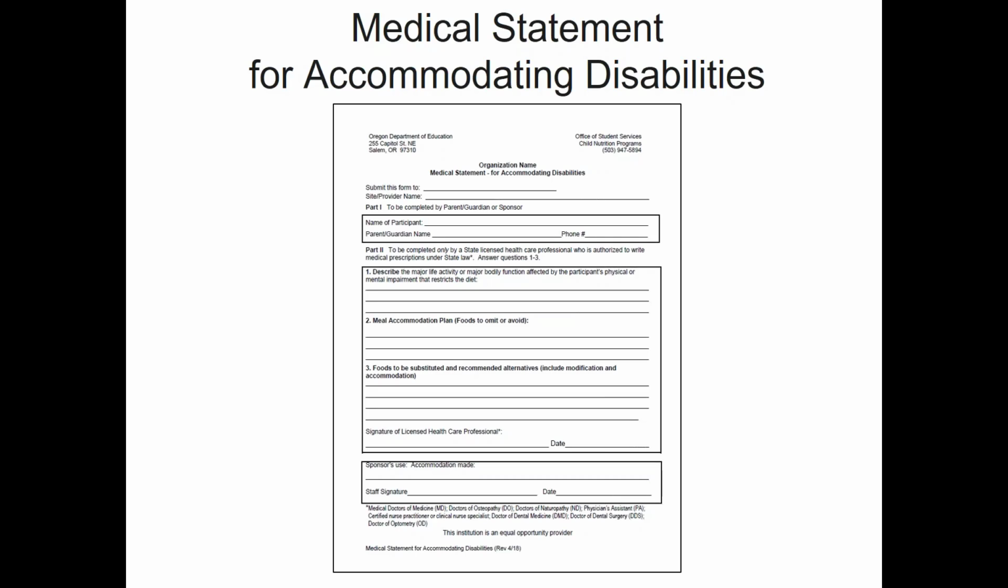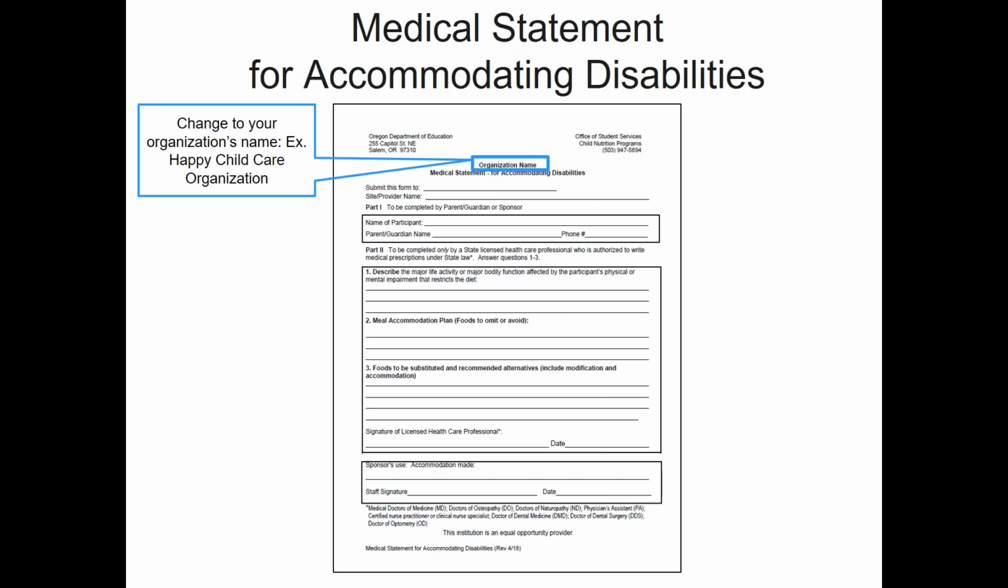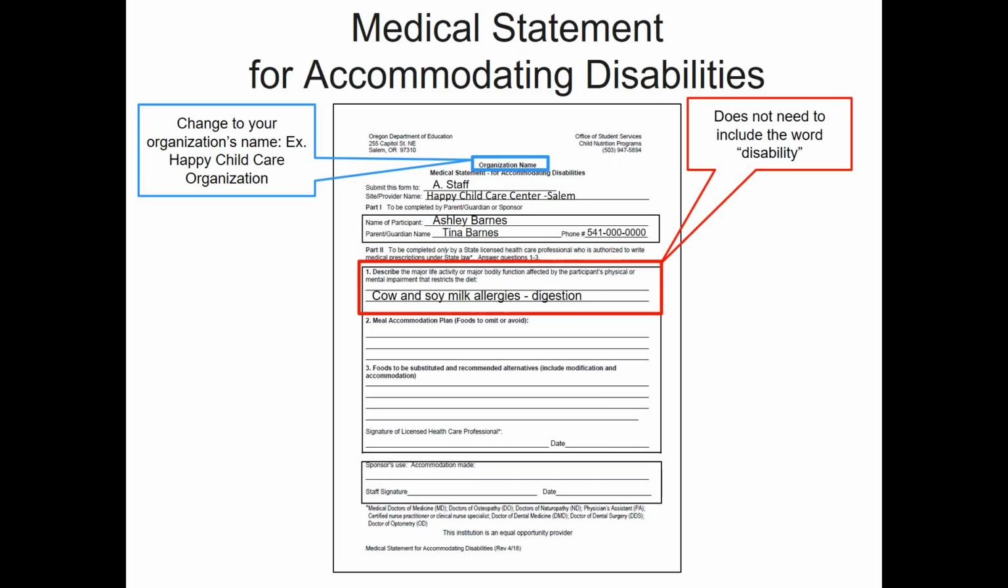You can adjust the form to include your organization's name at the top. The section below that should be filled out by your center's staff. Remember to include the name of the staff person who should receive the form and the site name. This is especially important if you have multiple sites with multiple staff members responsible. Next, you can fill out the name of the participant and parent guardian name, or leave it for the parent guardian to fill out. The parent guardian will then take this to their state licensed healthcare professional and get the next few sections filled out.